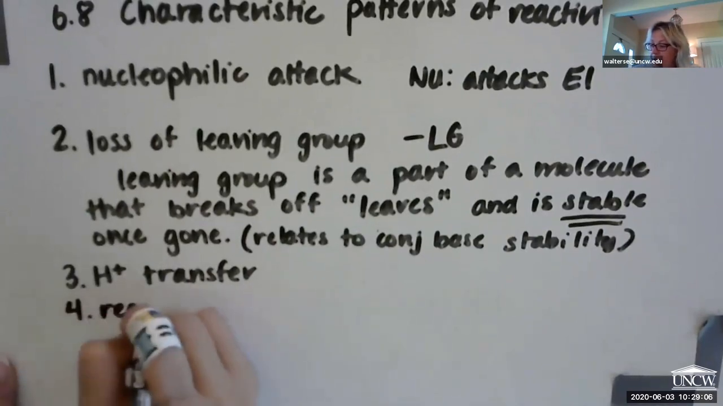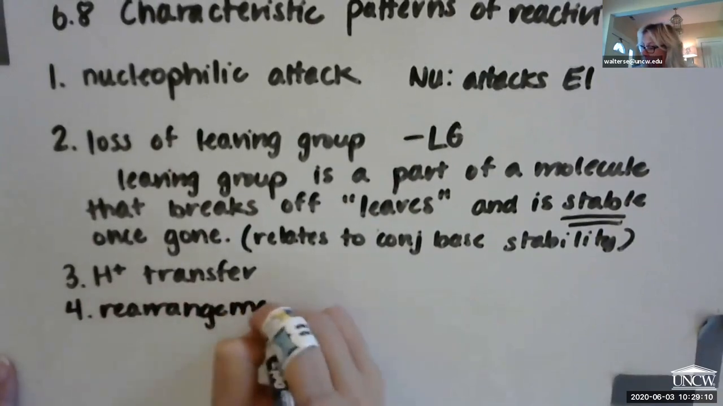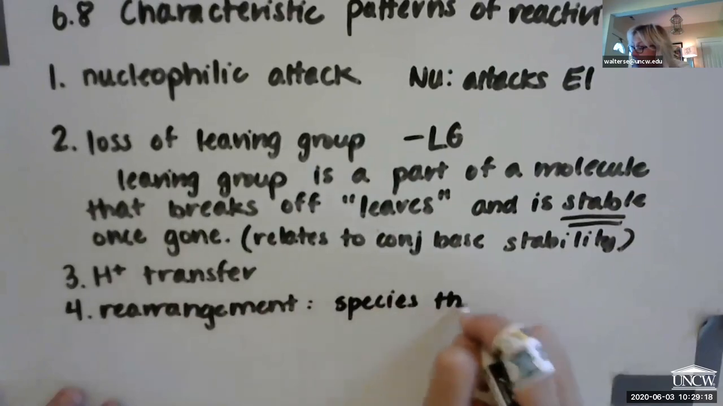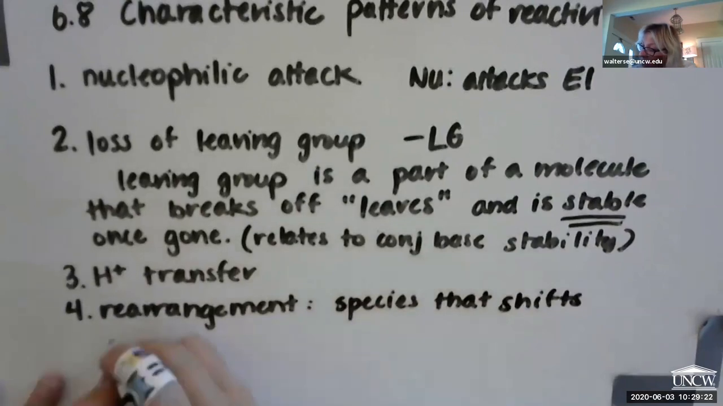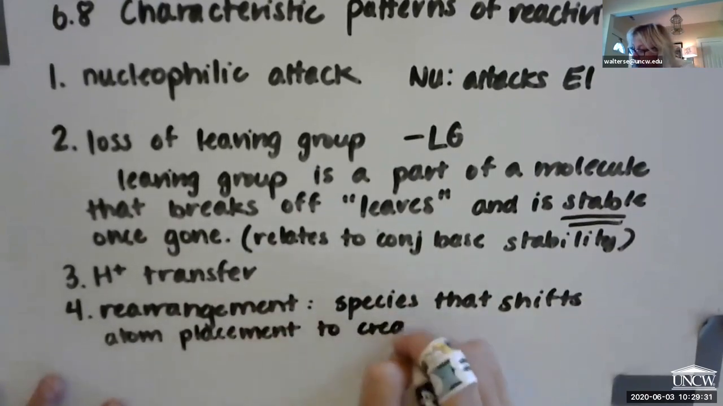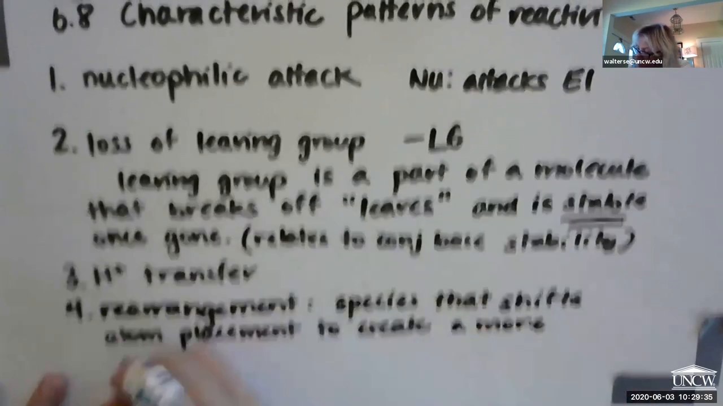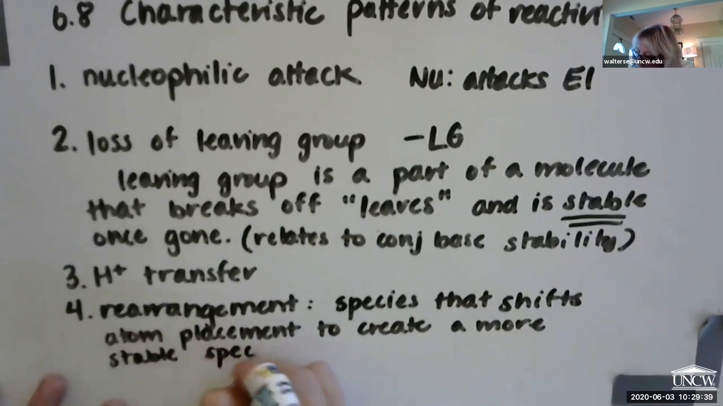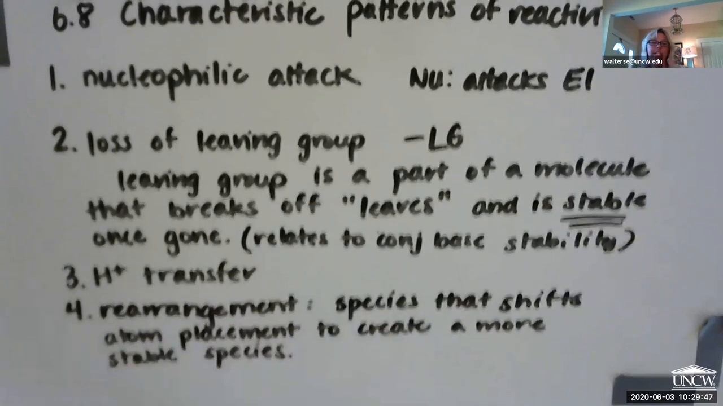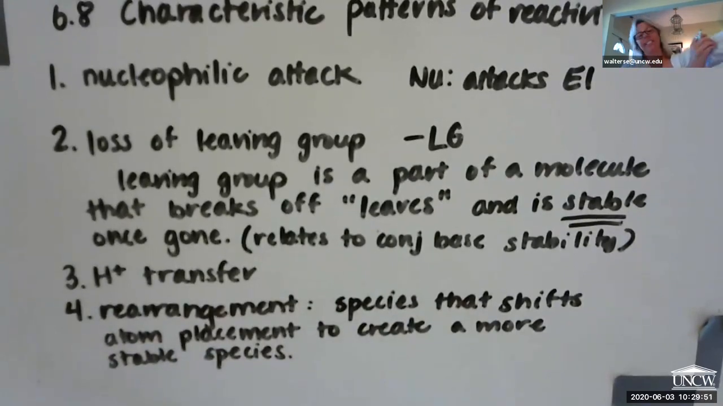The fourth pattern is called rearrangement. What rearrangement is, is you have a species that shifts atom placement to create a more stable species. It's not on its own a reaction. It's a step within a reaction. So you create something, and then you have to look at it and say, is this the most stable form of this species I can make? Or can the molecule move little bits and pieces around to make something more stable before the reaction finishes?